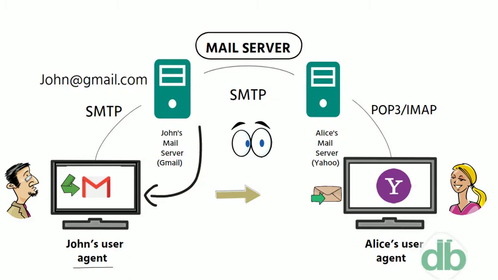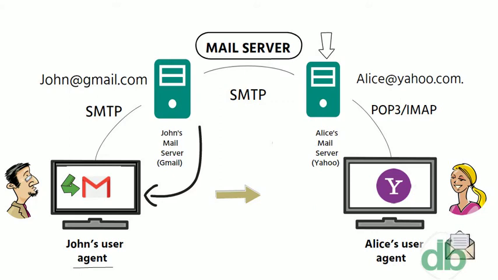Alice's mail server is similar to John's mail server, but it's a Yahoo machine instead of a Gmail machine. Alice has a Yahoo email account. Alice's user agent is again similar to John's user agent. This is the application running on Alice's computer that allows her to fetch emails from her mail server to read. It also allows her to compose messages on her computer and push them to her mail server to be later delivered to the proper recipient. Alice has a PC and she uses it as her user agent.